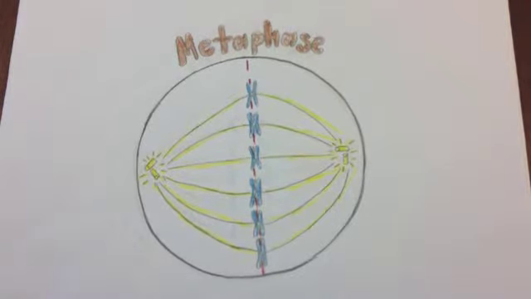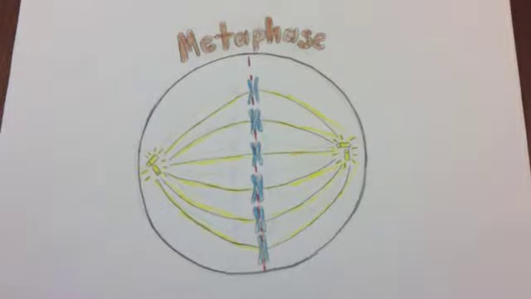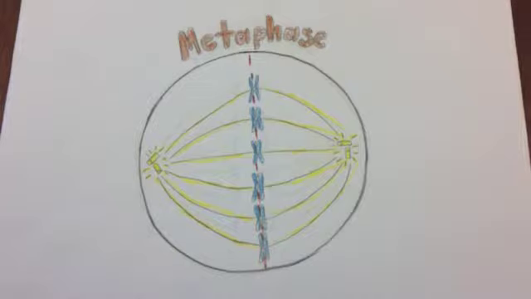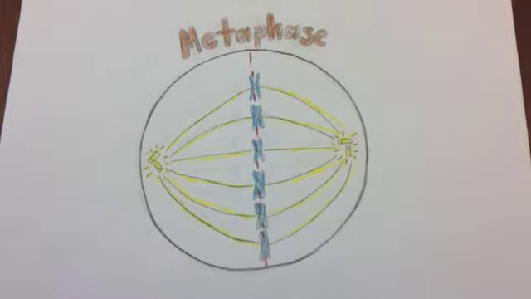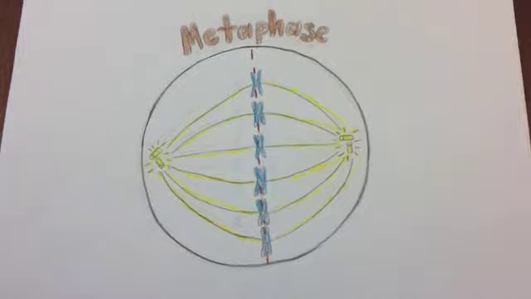In metaphase, microtubules align the chromosomes along the middle of the cell nucleus. This line is the metaphase plate. This helps ensure that when the chromosomes are separated, each new nucleus will receive 1 copy of each chromosome.